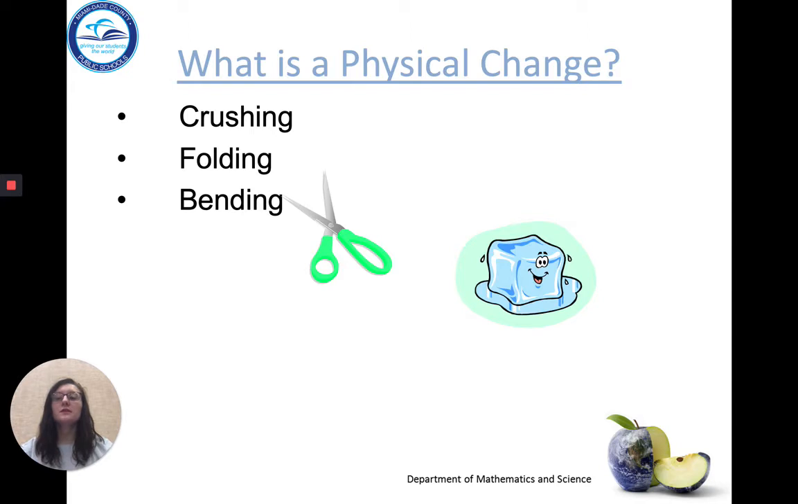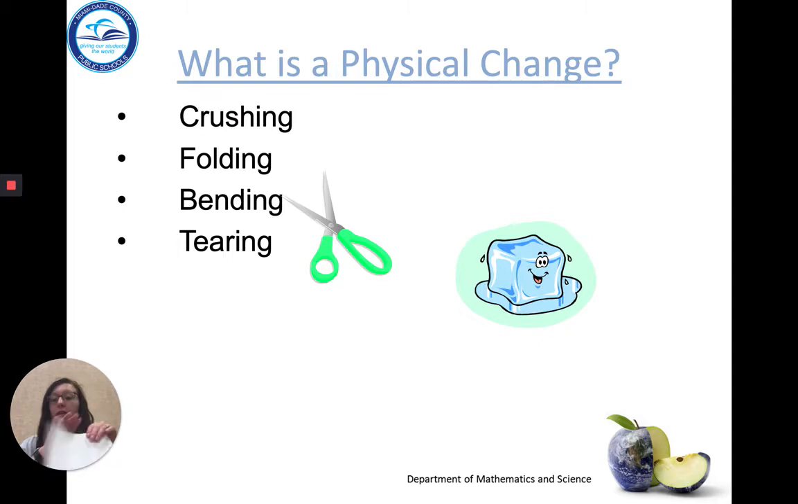So folding is another example. So like before, we took our sheet of paper and we just folded it. So when we put that crease in there, we are physically changing the piece of paper. Also just bending a sheet of paper. So not actually putting that crease in there, but just bending it over. That can be a physical change also.